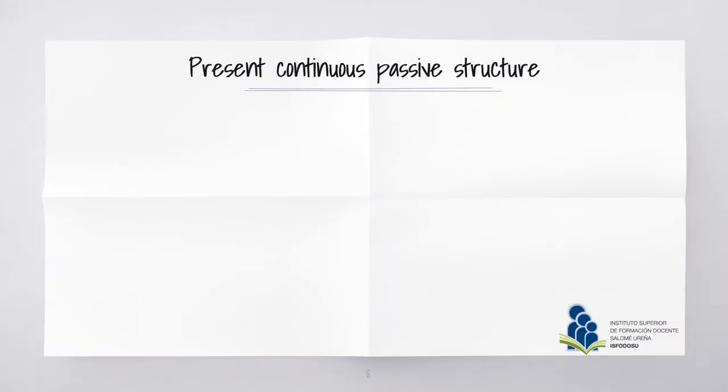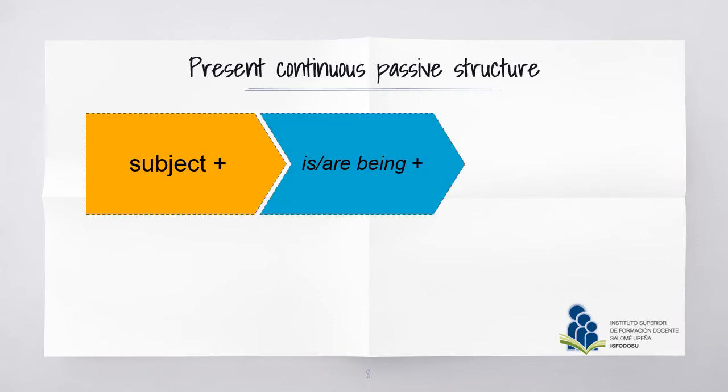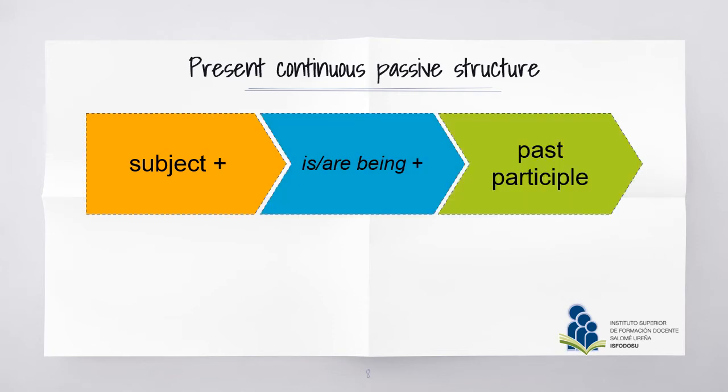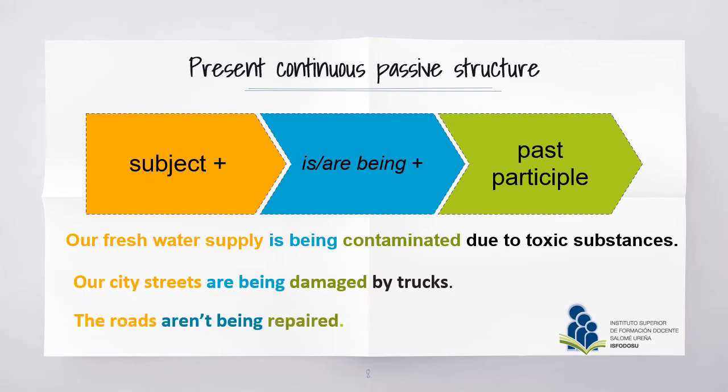To create the present continuous passive, we have to put first the subject, then is/are being, plus the past participle. For example, our freshwater supply is being contaminated due to toxic substances. Our city streets are being damaged by trucks. The roads aren't being repaired.